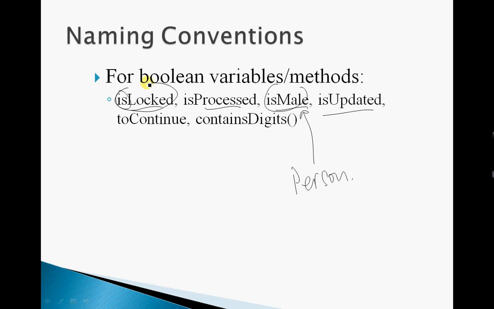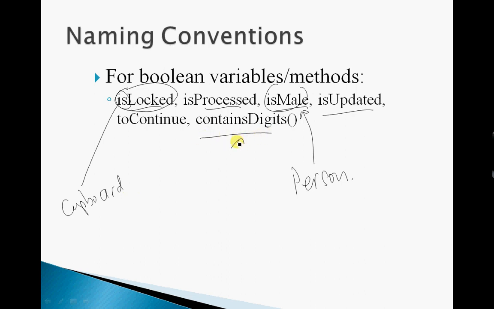So isLocked can be a good Boolean attribute for, let's say, a cupboard. A cupboard can exist in either a locked or unlocked state and nothing in between. So if isLocked is true, that means the cupboard is locked. Otherwise, if isLocked is false, that means the cupboard is unlocked.